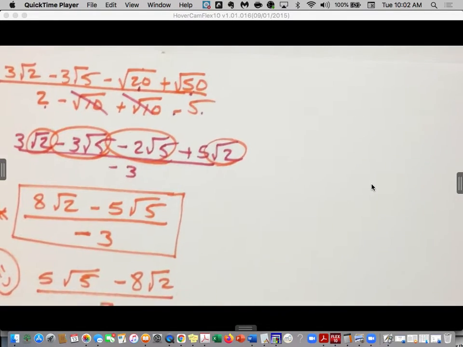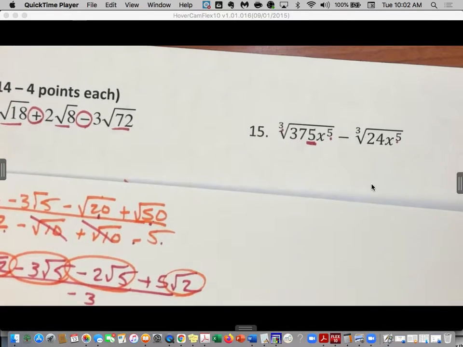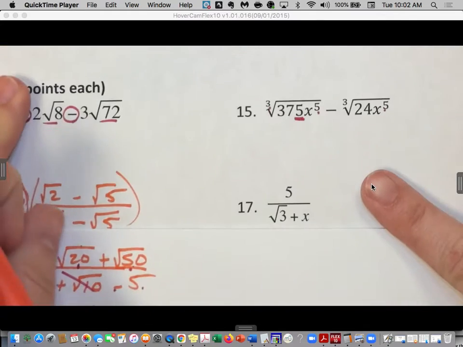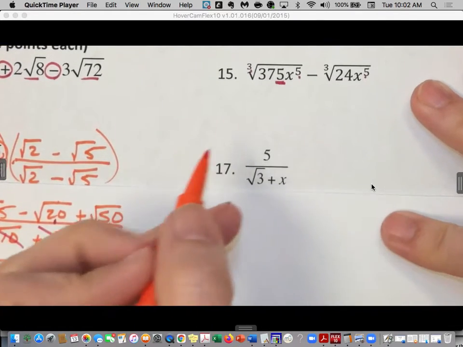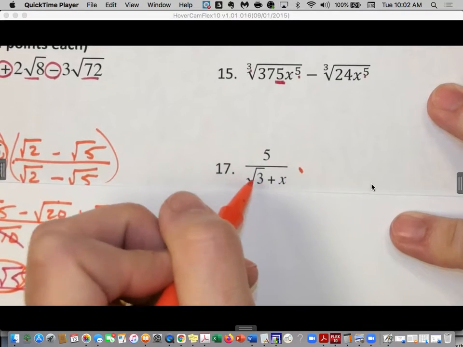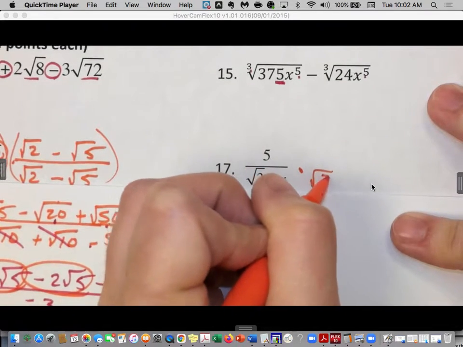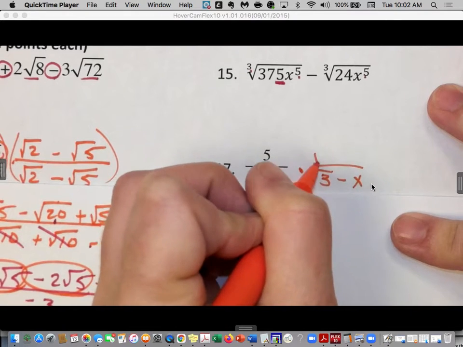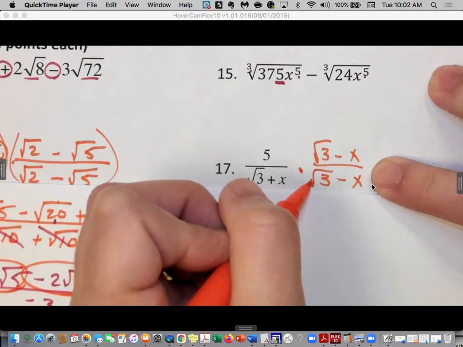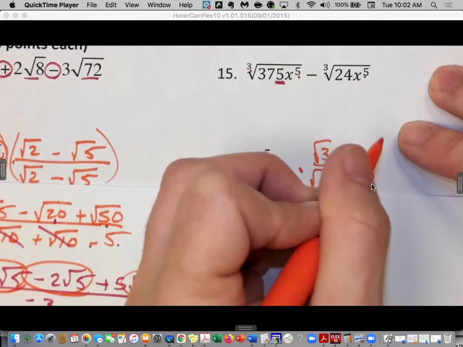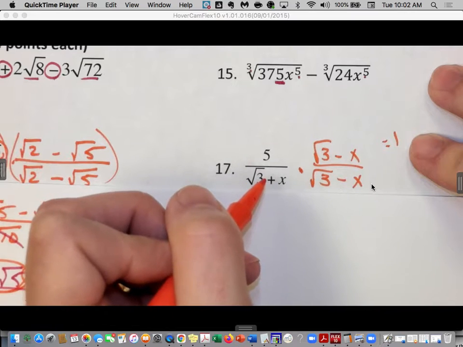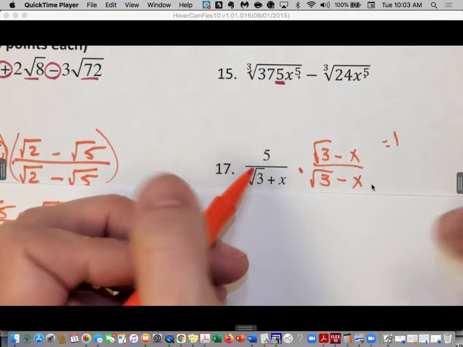All right, whenever we go over and we look at number 15, oops, it's not 15 that we need, number 17. That's it. Sorry about that. So we also have to do the conjugate because there's nothing to reduce the way it is. So I've got to do square root of 3 minus x, square root of 3 minus x. Now make sure your top and bottom are the same because anything over itself is really just equal to 1. And when we multiply something by 1, we don't change the value. We are changing what it looks like though.